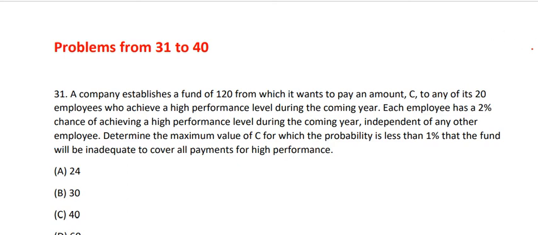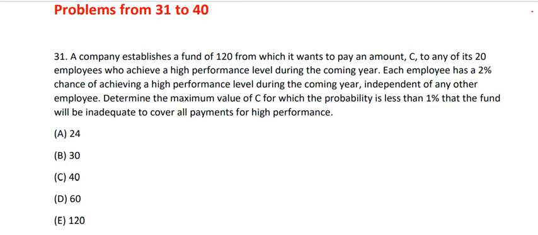Let's check problem 31. It says the company has so much money, like 120. They use this money to pay those people who achieve high performance. For achieving high performance, the company will give them some bonus or award. We'll give each one $C. The company has 20 employees. So how many of them can achieve high performance?